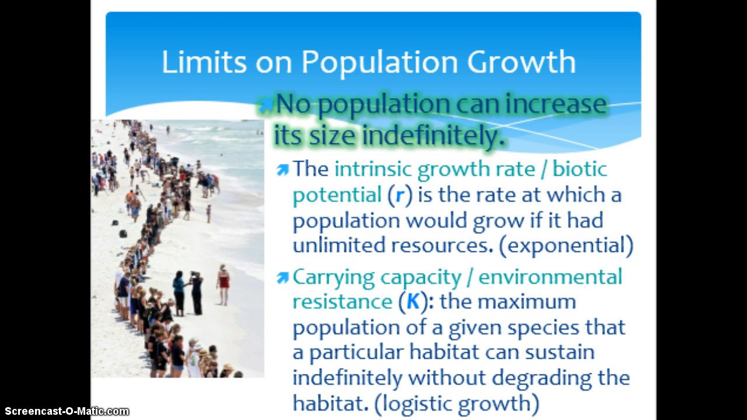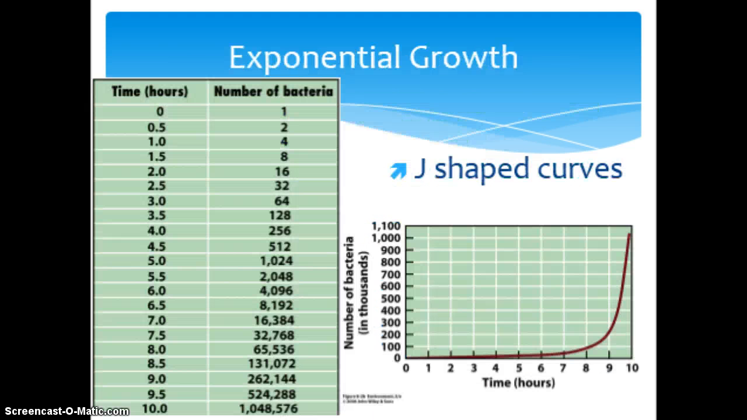All right, and then our other factor we've also talked about already, which is carrying capacity, also called environmental resistance, or the letter K is used to stand for this. This is the maximum population that a particular habitat can support, sustainably anyway. So this is logistic growth in comparison to exponential growth.